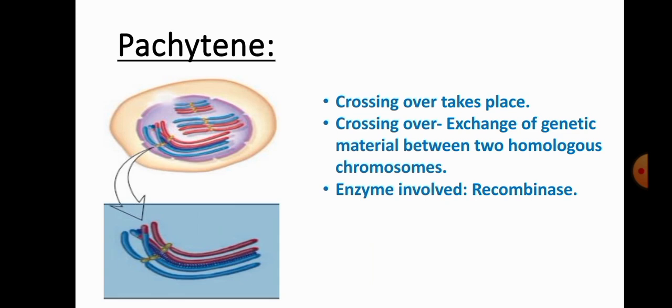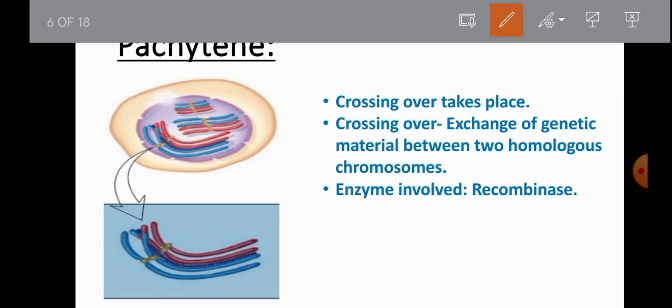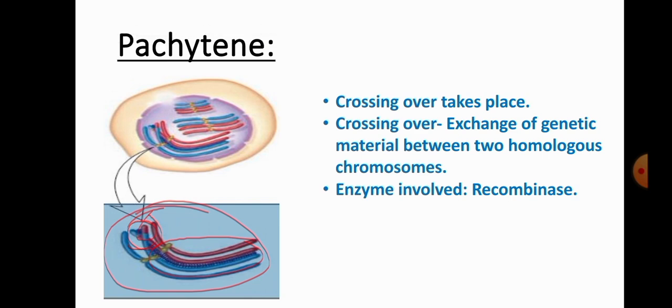And then pachytene. In pachytene, here you can see the two paired chromosomes, that is homologous chromosomes. Between homologous chromosomes, you can see the exchange of genetic material. That exchange of genetic material is known as crossing over. So mainly in the pachytene stage, the crossing over takes place with the help of the enzyme recombinase. Here you can see the synaptonemal complex between the two chromosomes and the exchange of genetic material at the end of the chromosome, that is crossing over. So that's it about pachytene.